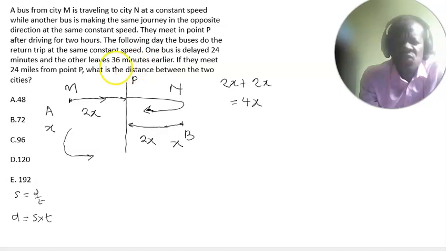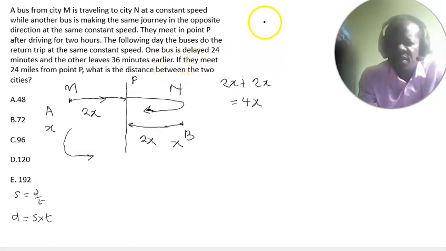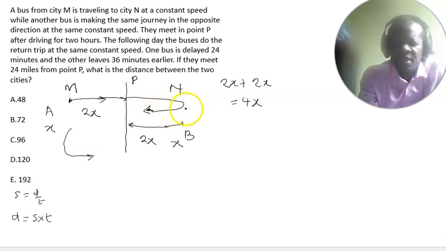One bus is delayed 24 minutes and the other leaves 36 minutes earlier. So what does this mean? One bus delayed. So let's say it is bus A that was delayed. So A is at this point. This was delayed, and then this one leaves 36 minutes earlier. That means bus B has a 1 hour head start.